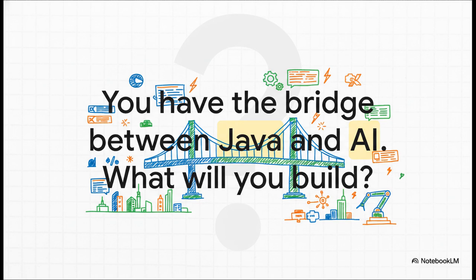You see, the world of generative AI isn't some separate universe anymore, reserved for Python and data scientists. The bridge to the Java ecosystem has been built, and it goes directly into the frameworks you use every single day. The power is officially in your hands. So the only question left is, what are you going to build first?